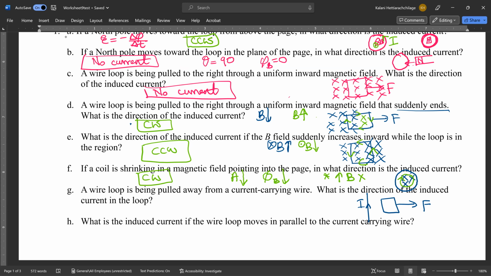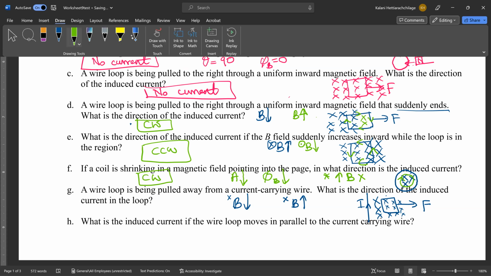What actually will happen? Closer to the wire you have a stronger magnetic field, getting weaker and weaker as you get outside. So that means your magnetic field is decreasing in the inward direction. That means the coil has to create a current to increase the magnetic field. I need to create the same direction magnetic field, but increase it. To do that, you need to create the current in the clockwise direction.